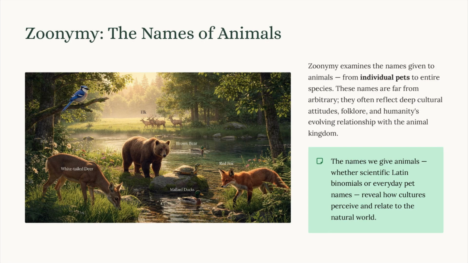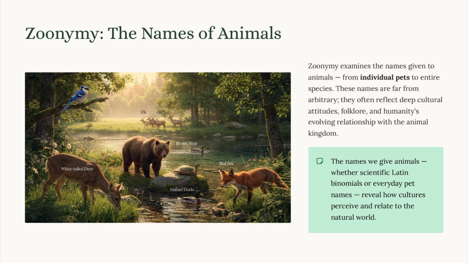This includes names of individual pets as well as names used for species. These names are not random. They often reflect cultural attitudes, folklore, and changing relationships between humans and the animal world. The slide also reminds us that animal naming can range from scientific Latin binomials to everyday pet names. Both types are meaningful in different ways.